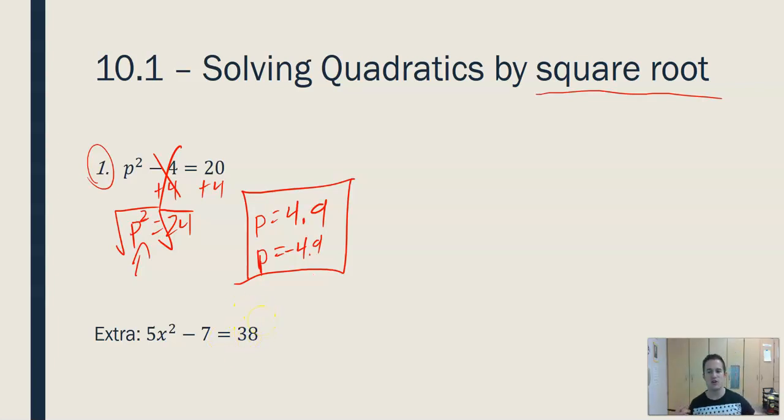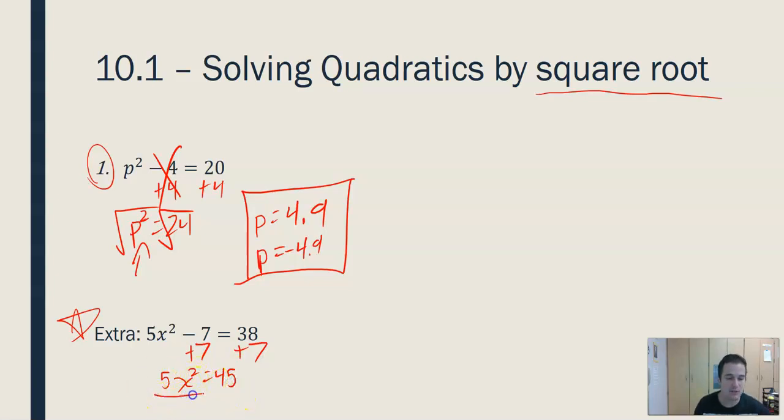So that's solving quadratics by square root. Let's do this one right here. This one is not in your review worksheet. This is just an extra example. But I have 5x squared minus 7 equals 38. So I'm again going to start with adding 7 on both sides, to get my x squared term by itself. So I'm left with 5x squared equals 45.